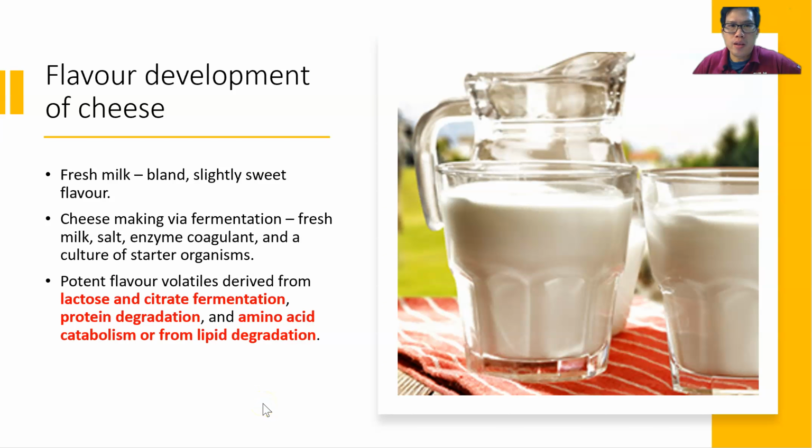So if you think about it, fresh milk is bland. Slightly sweet because of the lactose; the lactose gives you a bit of sweetness, but usually it's bland, no taste. So how does the cheese come out with the taste? It is through fermentation. Because of the available enzymes in there, it will promote lactose and citrate fermentations, protein degradation, amino acid catabolism, breakdown of amino acids, and also lipid degradation.